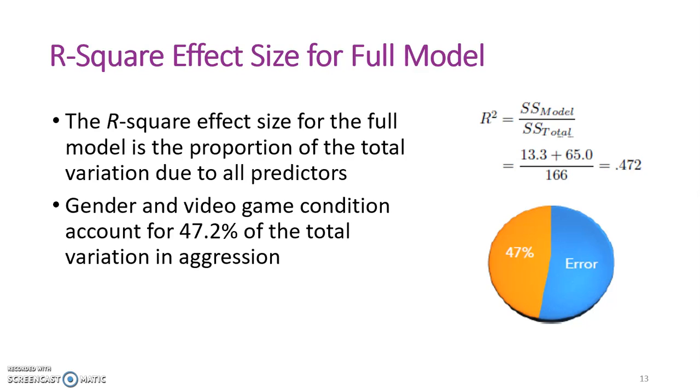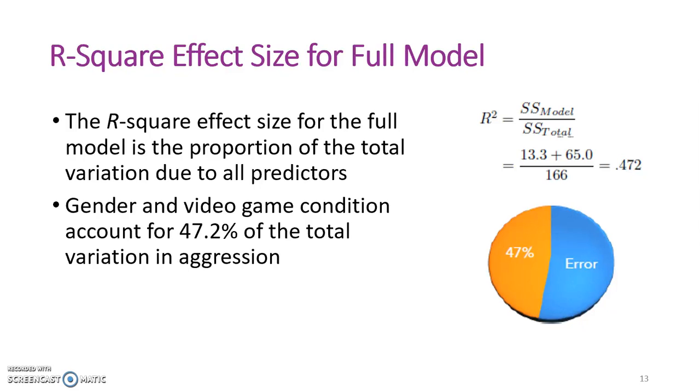So the sums of squares are still used to calculate an overall R squared effect size. But the difference now is that we are going to have an R squared effect size for the full model, and then we're also going to have other R squared values that we can calculate for individual predictors. So the R squared effect size for the full model is, as it was in regression, the proportion of the total variation in the outcome that's due to the set of predictors, that's due to all of the predictors.